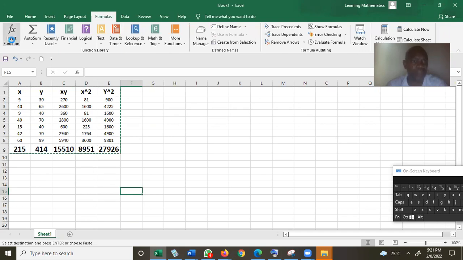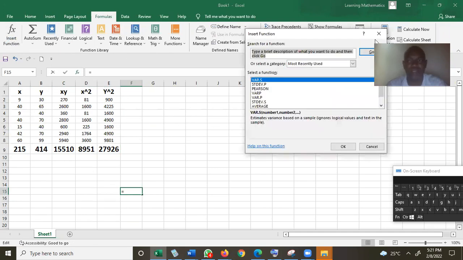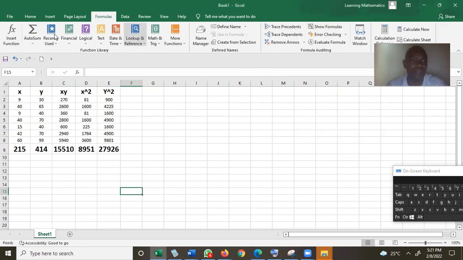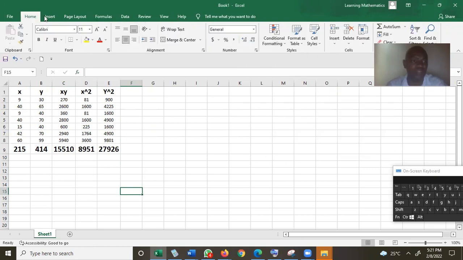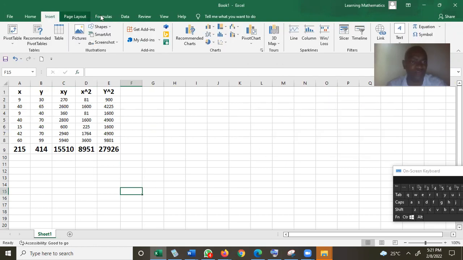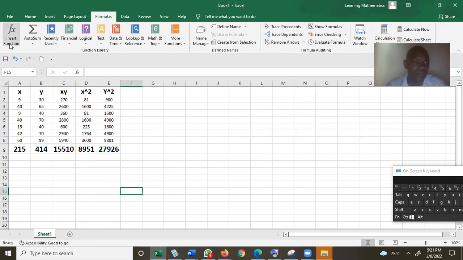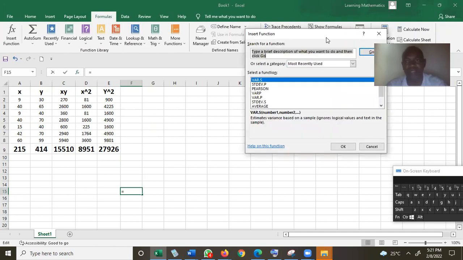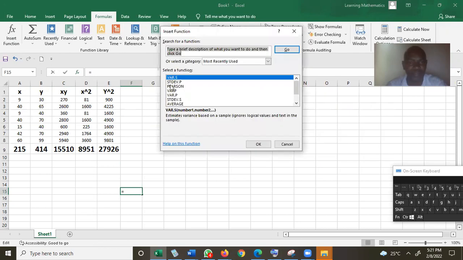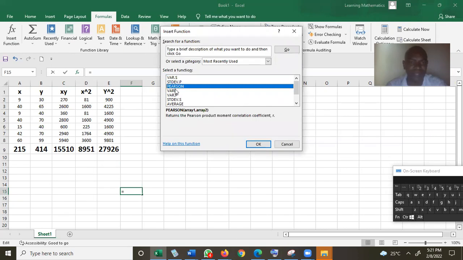Go to formulas, function, insert function. So first you go to formulas and then insert function. You have home, insert, page layout. Go to formulas, go to insert function, and bam, you'll get a little window. And here is Pearson. Even the standard deviation you can calculate, variance, average. Pearson is what we're looking for. I've not seen Spearman in Excel, but Pearson is there.